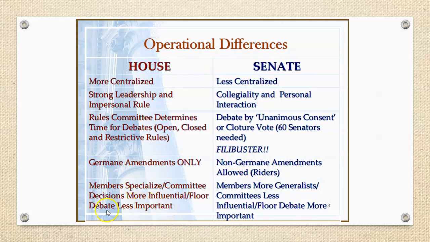Floor debate is less important in the House. The committee work is really most important in the House. That's where things get done. It's important in the Senate, but not as important as it is in the House of Representatives. So the Senate tends to have more floor debate. A floor debate is when the entire Senate or the entire House of Representatives are together. That happens a lot more in the Senate, again, because there's fewer of them.